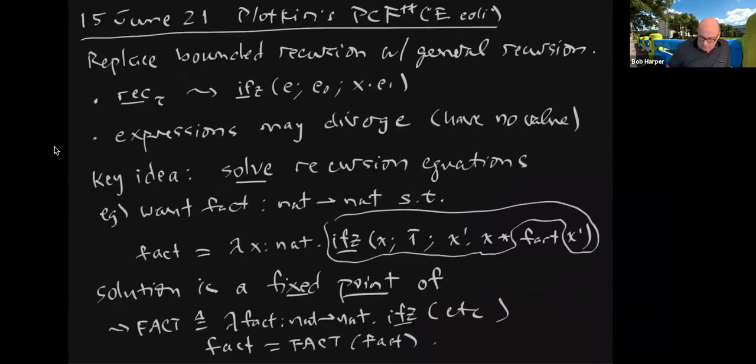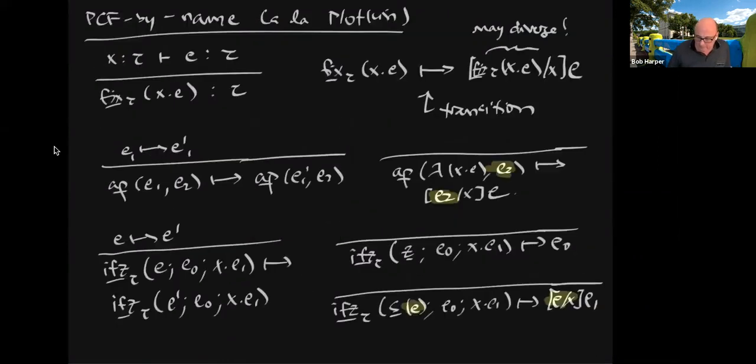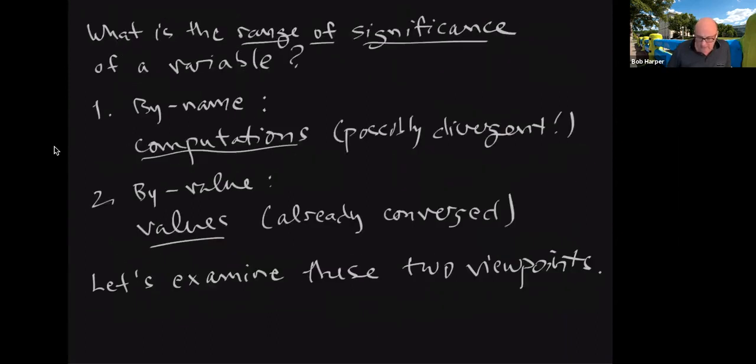So what I'm saying here, in this notation, is that fact is, by definition, the fixed point of capital fact. And the fixed point has the property that it's going to be equal to capital fact applied to itself. So it solves the equation, gives you the solution. So what we're going to do is operationalize that using a transition system, which is a particular way of evaluating things. And in order to motivate that, I want to go back a slide.